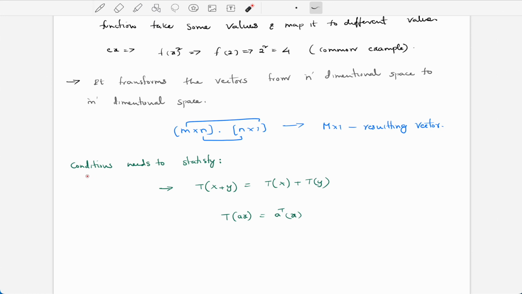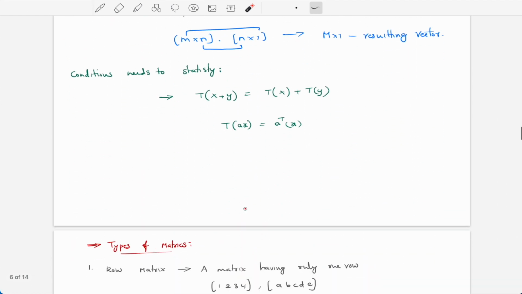And then there are some conditions that need to be satisfied in order to have a linear transformation. Like the transpose of x plus y is equal to the transpose of x plus the transpose of y. And if the transpose is outside, we get the transpose inside. I hope you're getting it.